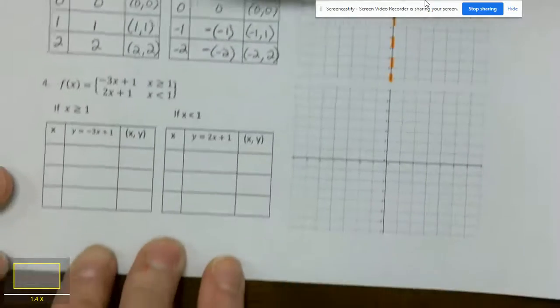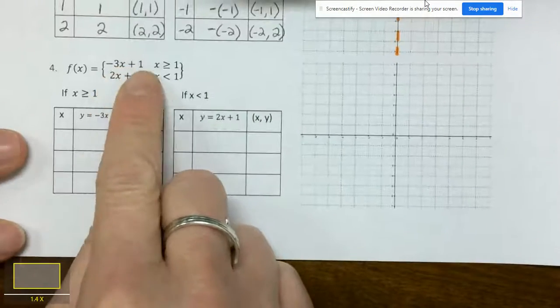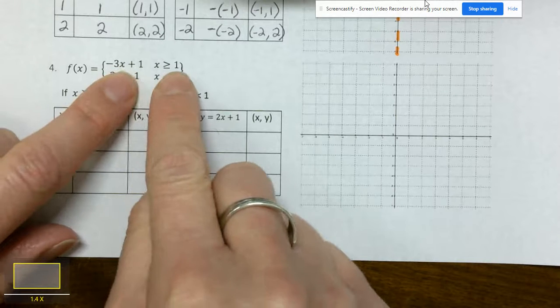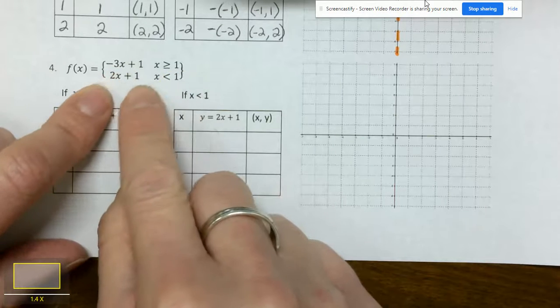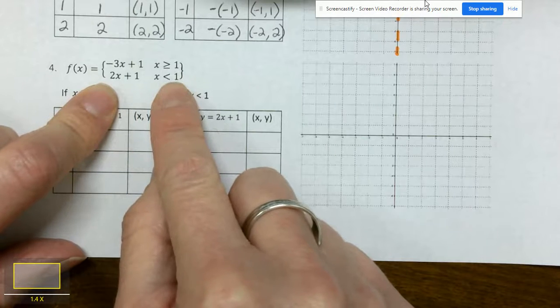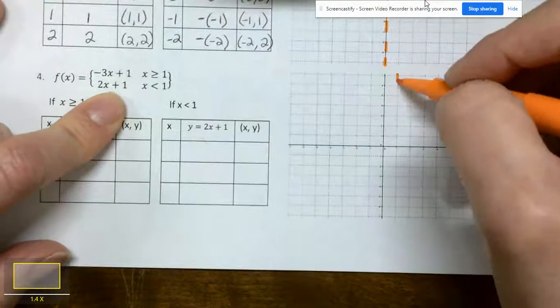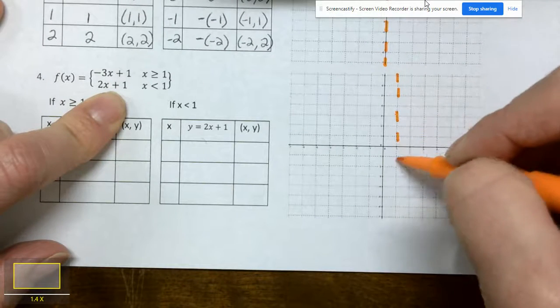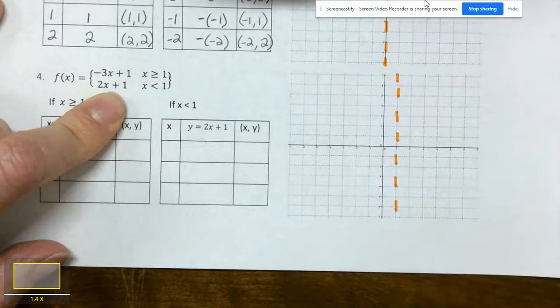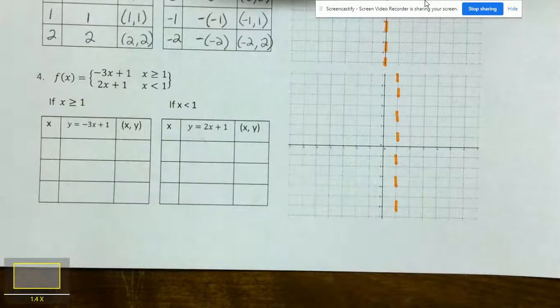Okay, number 4. F of x equals -3x plus 1 when x is greater than or equal to 1. And it equals 2x plus 1 when x is less than 1. So this time, I'm revolving around where x is 1. So let's go mark that. Here's where x is 1. Okay? So I'm going to have something to the right and something to the left.